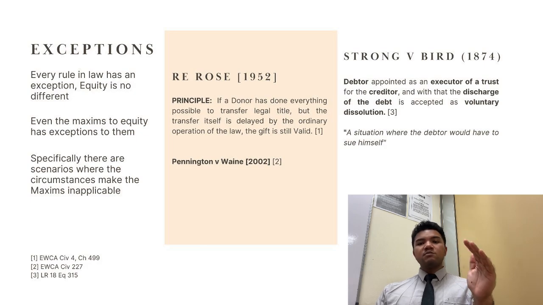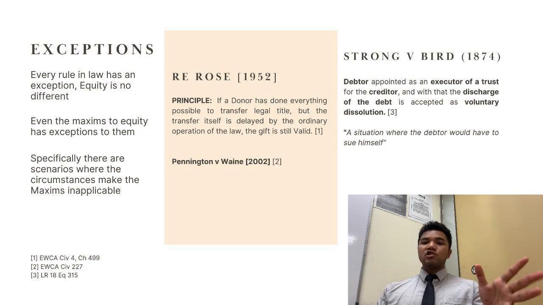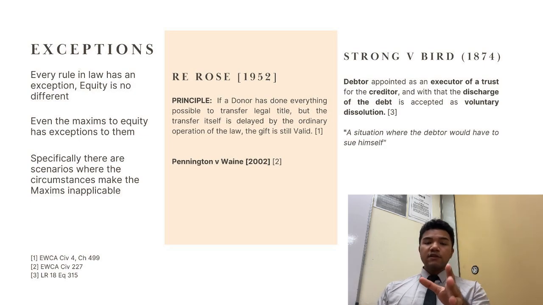It doesn't mean that because the maxim says equity doesn't assist a volunteer, in some cases the volunteer receives no assistance. In some cases, the volunteer receives assistance, not directly, but because of the given circumstances. Such as in Strong and Bird, the debtor is the executor for the creditor. The discharge of the debt is the gift, and the maxims could not stop that. It is a rare case involving debt. So the maxims are absolute only to a certain degree.